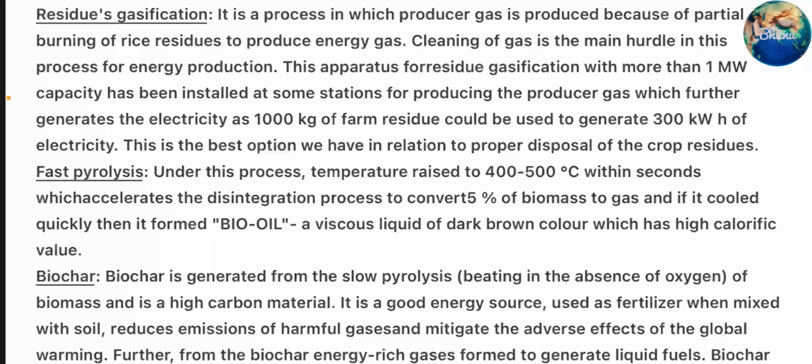Fast pyrolysis. Under this process, temperature rises to 400 to 500 degrees centigrade within seconds, which accelerates the disintegration process to convert 5% of biomass to gas, and if it is cooled quickly, then it forms bio-oil, a viscous liquid of dark brown color which has high calorific value.